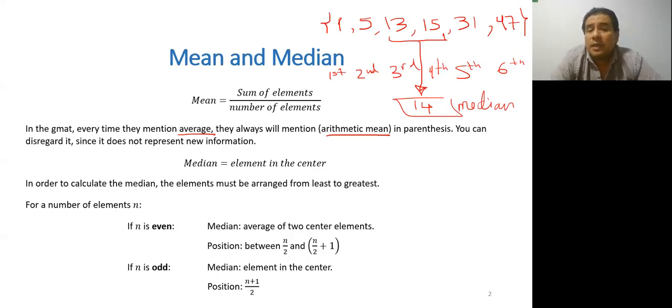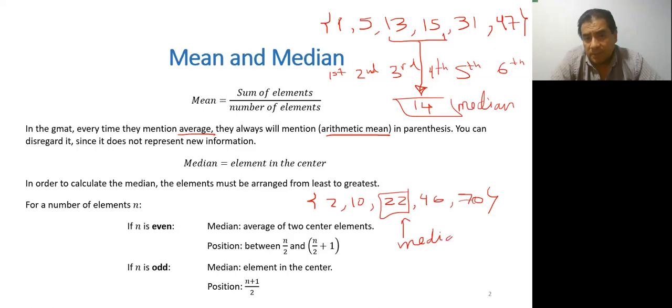For example, for another set such as 2, 10, 22, 46, 70, you can see that if we order these from least to greatest, the central position is only 1. And that is the median of the set of elements. So that's the definition of median.